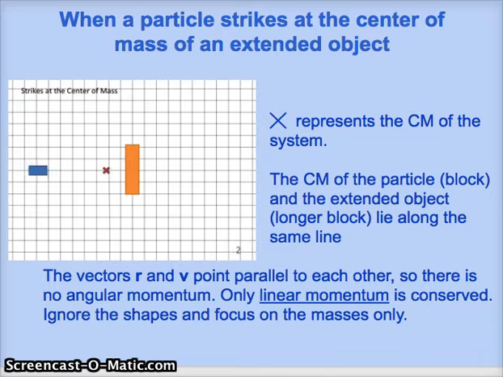The red X that's in the picture represents the center of mass of the system. And so everything is completely lined up. The center of mass of all the parts lies along a line, and so we stick with just linear momentum in this case. The r and the v of that blue block point parallel to each other, and so r cross v would be 0. There would be no angular momentum. Ignore the shapes, just focus on the masses.